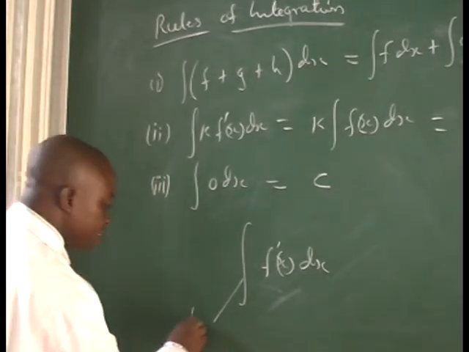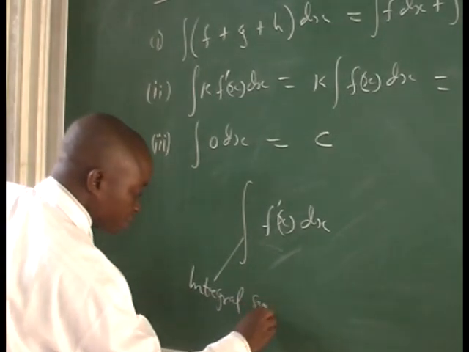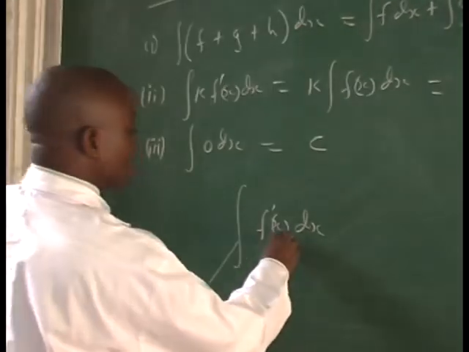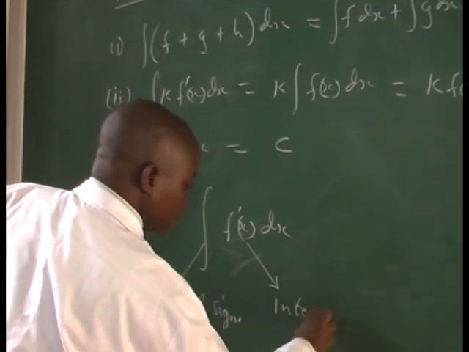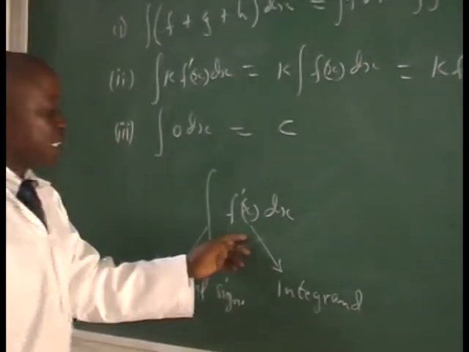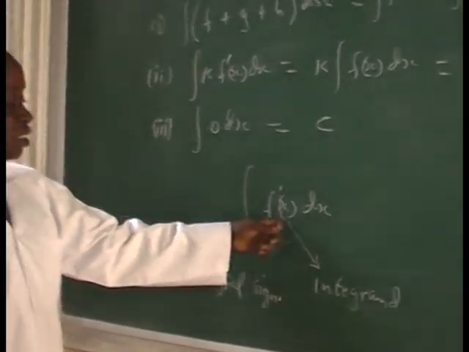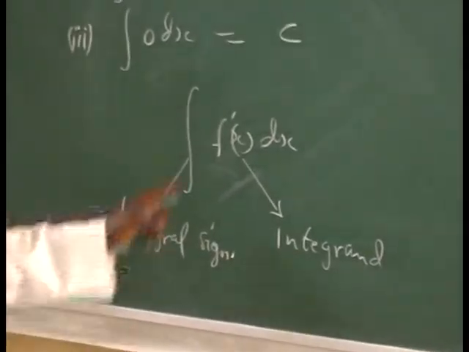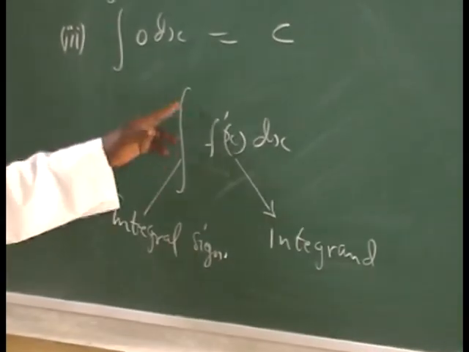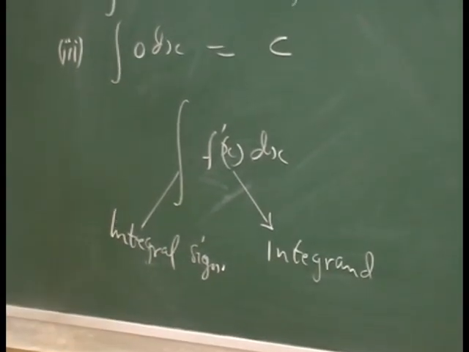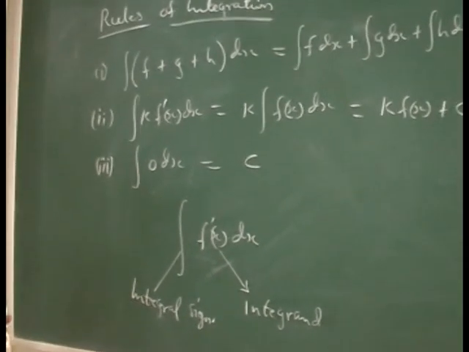Now don't forget that if we have the integral of f prime of x dx, this one is called the integral sign, and this one is called the integrand. That is the function to be integrated. We are integrating this, so we call it the integrand. This sign is an elongated s, meaning sum. We call it the integral sign. So that is how we can use these rules to perform our integration.